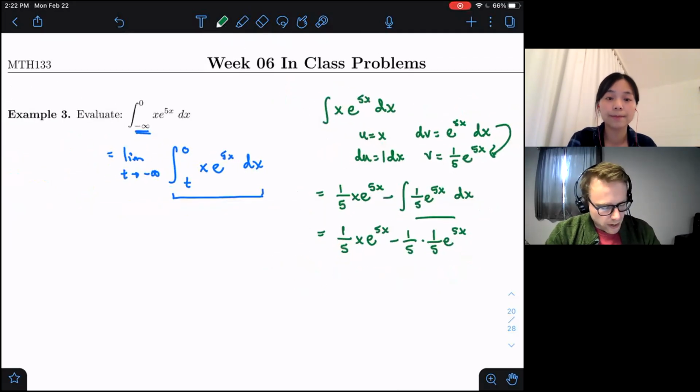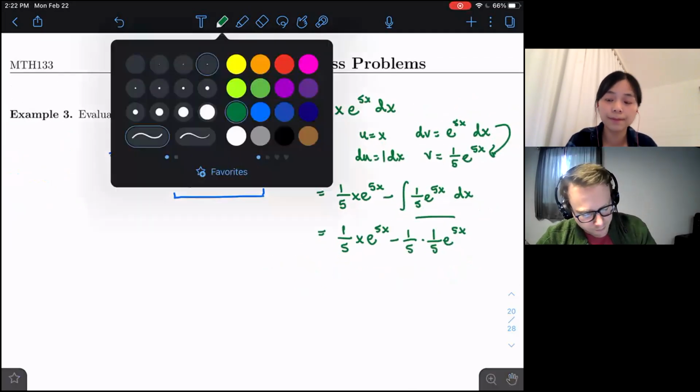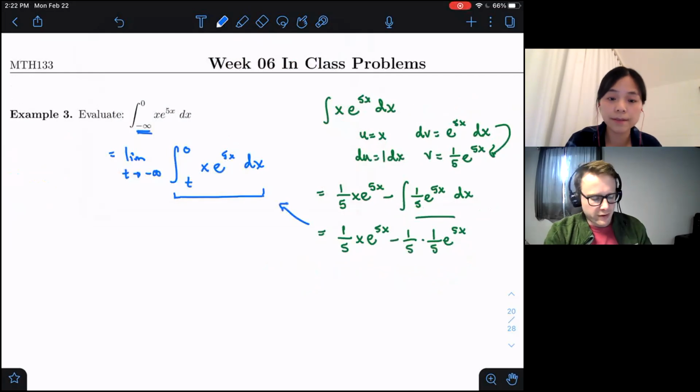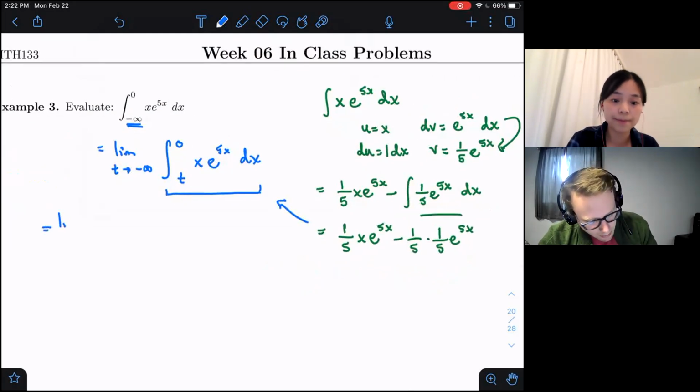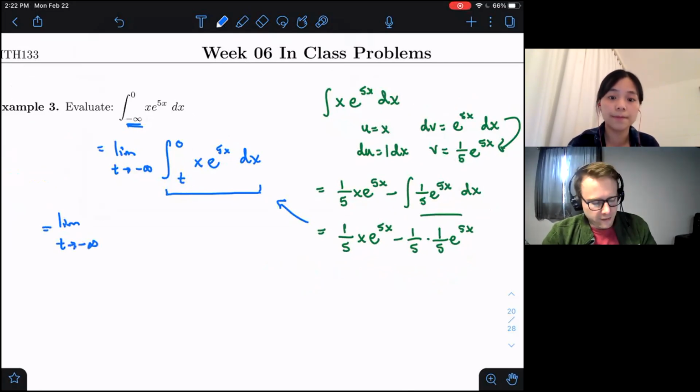Okay, so let's go ahead and plug this in here. Now that we know what the antiderivative of this is, I'm going to need probably a little bit more room, so I'm going to move this off to the side a bit. We're evaluating again as t goes off to negative infinity.